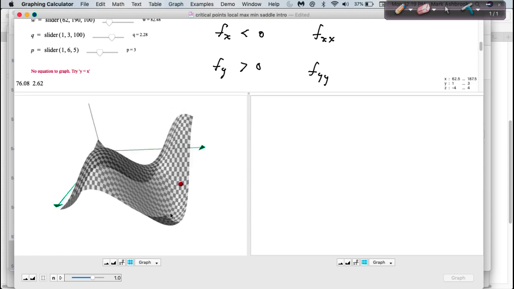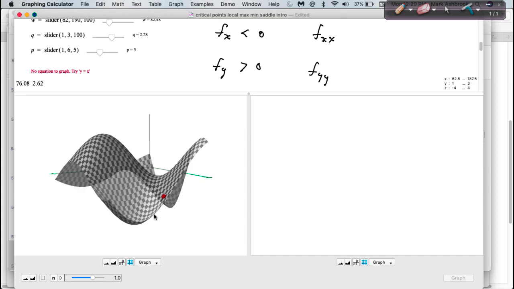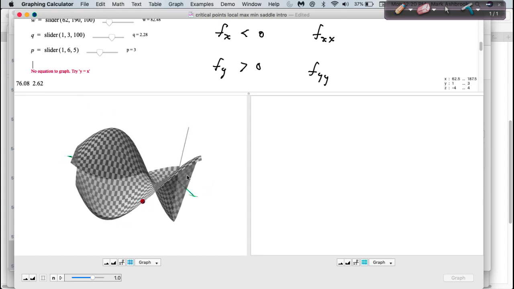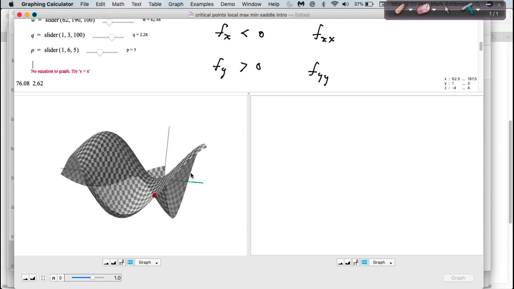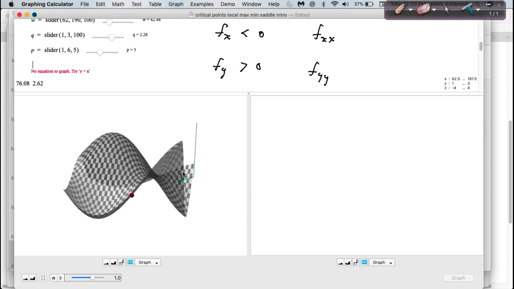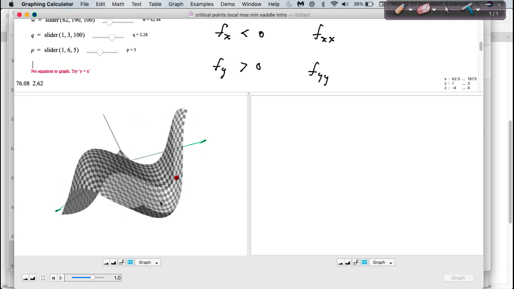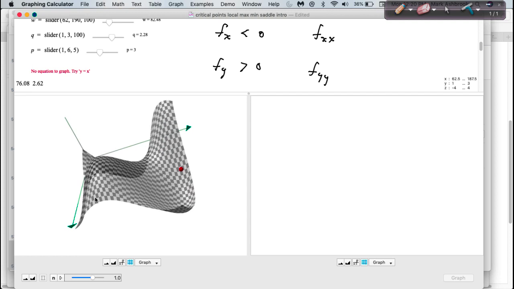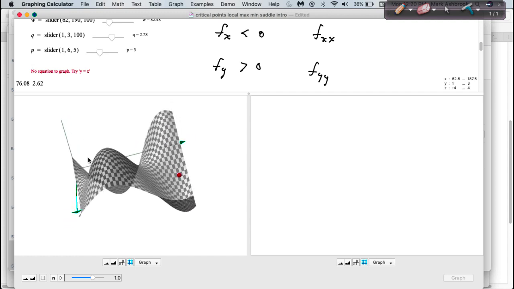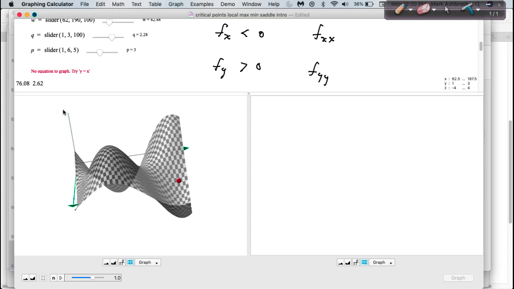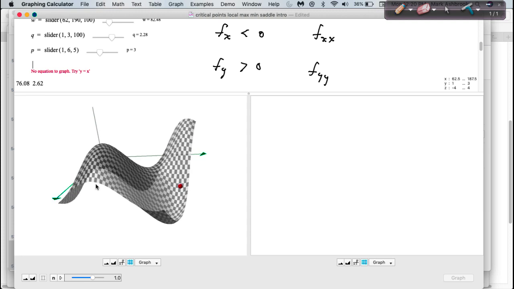Okay. Try this. Y is still getting more negative. Yeah. Just wanted to do it without it first.